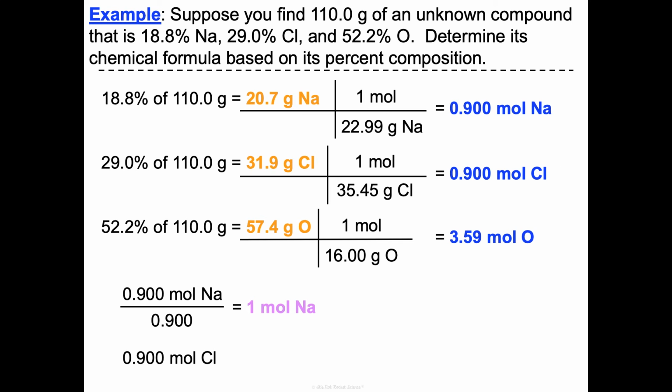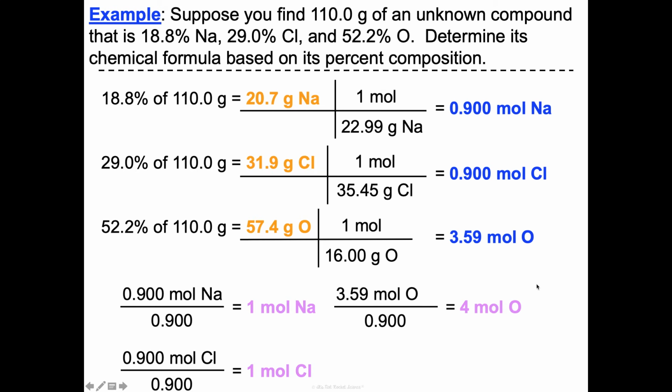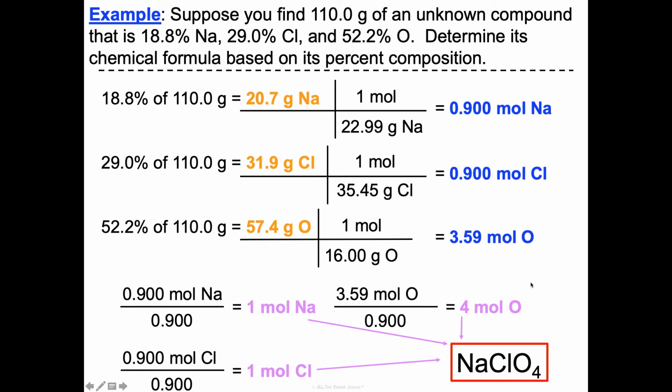Now let's look at chlorine. Same thing, 0.900 moles of chlorine divided by the lowest number. I get 1 mole of chlorine. Now let's look at 3.59 moles of oxygen. We're dividing by the lowest number, which is 0.900. So we're dividing all of these by the same number, and we get 4 moles of oxygen. So I take all of these together, and that's how I figure out the chemical formula. It's 1 mole of sodium to 1 mole of chlorine to 4 moles of oxygen. So it's NaClO4. That's how we can use this percent composition to determine the chemical formula of a substance.